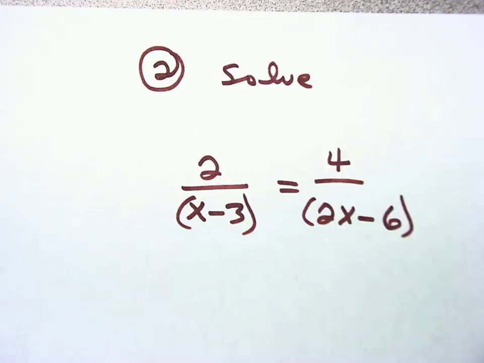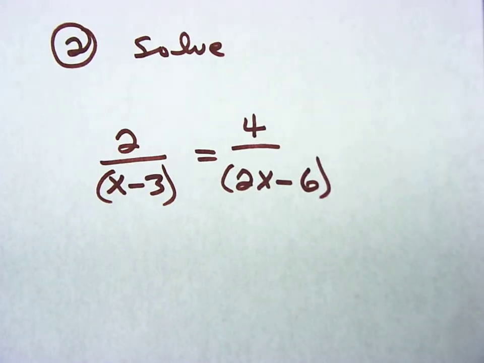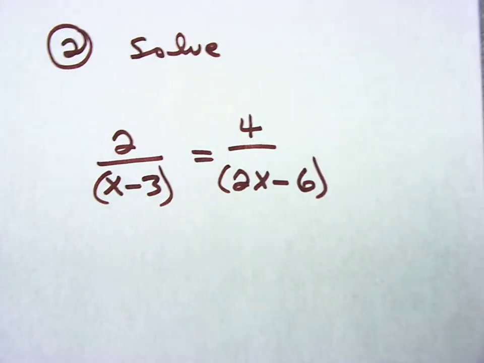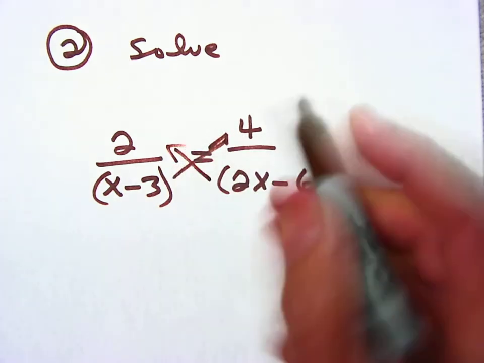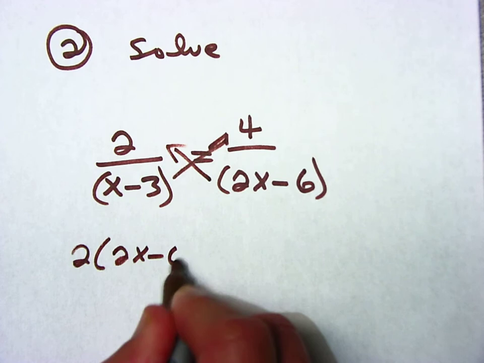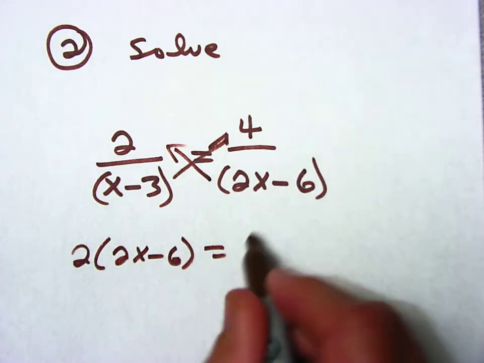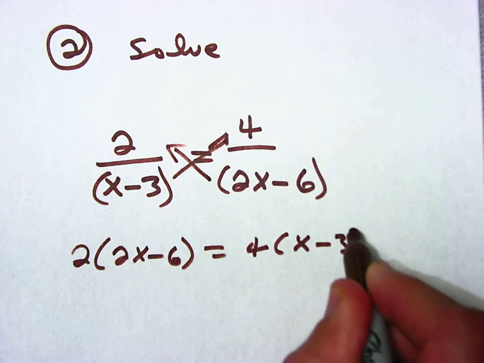Let's fire up another one. Example 2. We're solving again, of course, because this is equations. Oh, look, I got a fraction equal to a fraction. So let's go ahead and take advantage of our cross multiplying. So I'm going to take 2, and I'm going to multiply to 2x minus 6. And I'm going to take the other arrow, 4, and multiply by the quantity x minus 3.